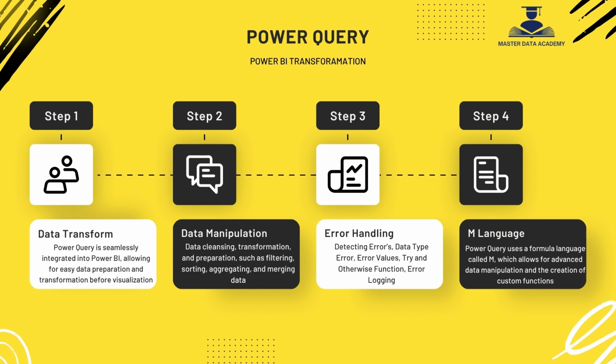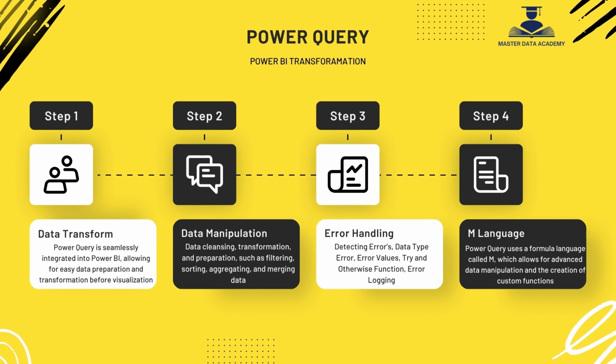Step 3. Error Handling. Power Query provides functions to detect and handle errors, such as data type mismatches or missing values. It also supports try and otherwise functions and error logging, making the data cleaning process more robust and reliable.